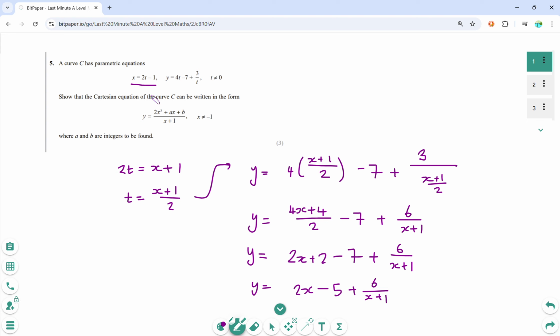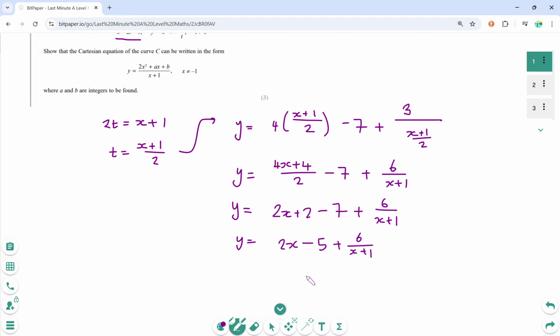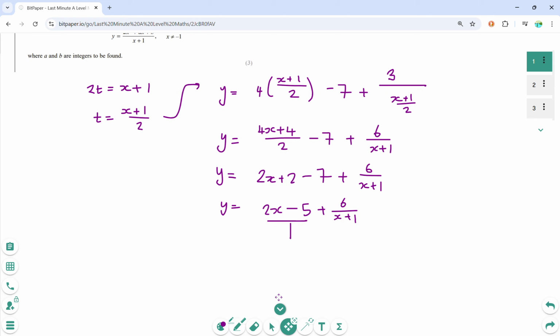All we're going to do is look back at the question. What are they asking for? We just need to get a whole fraction with an x plus 1 on the bottom. Okay, so we already have that partly here. So we just need to turn this into a fraction over x plus 1, and then we can put the two together. Okay, so if we put 2x minus 5, if we make that out of x plus 1, it's currently over a 1. So we need to times the top and the bottom by x plus 1.